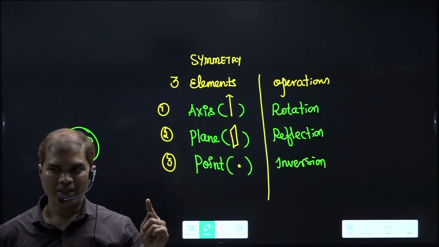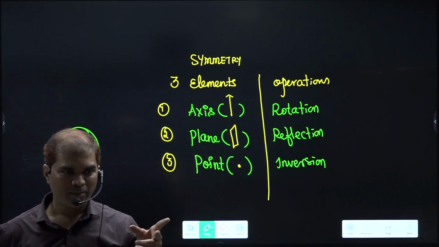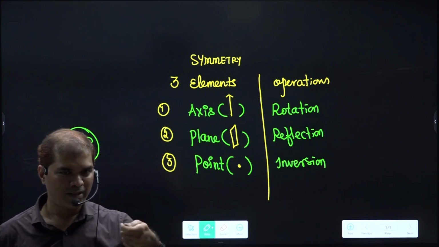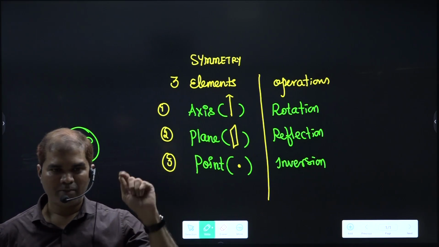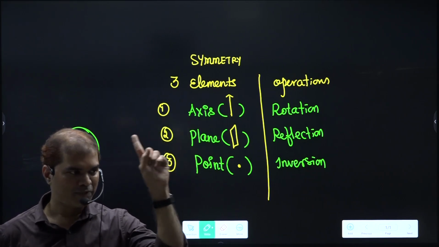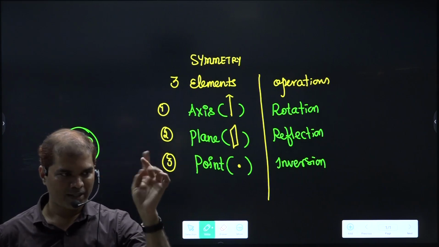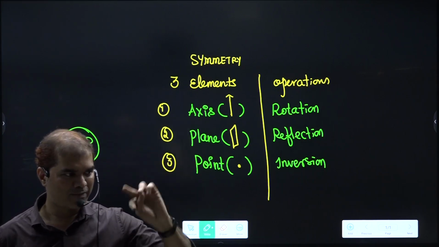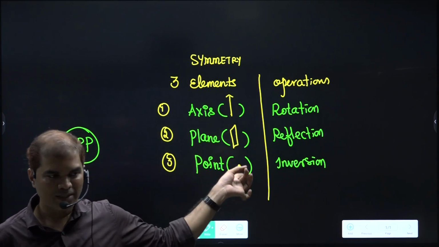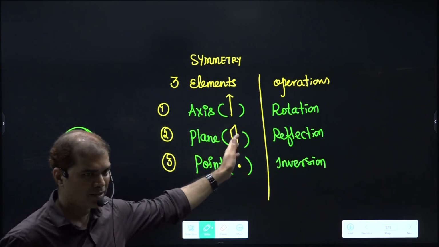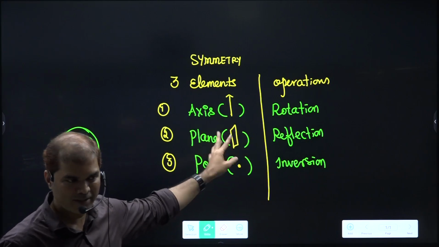In the introductory class I told you, if I am a surgeon, if I am given scissors, what will I do? I will be cutting. If I am given a needle, I will sew. Likewise, if I am given an axis, I can perform rotation. If I am given a plane, I can perform reflection. If I am given a point, I can perform inversion. Those are called symmetry operations. These are symmetry elements, and they are symmetry operations corresponding to the elements.